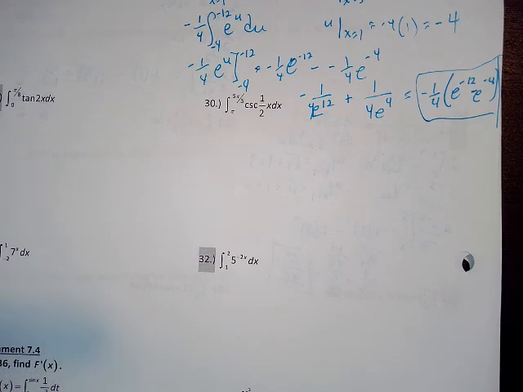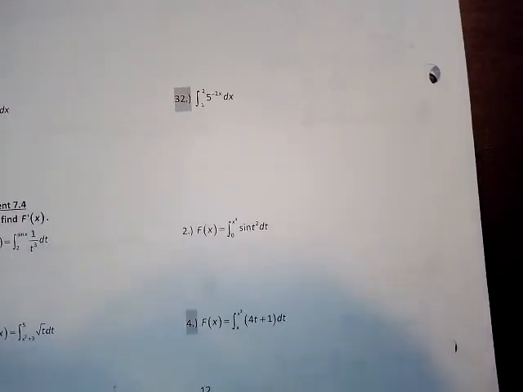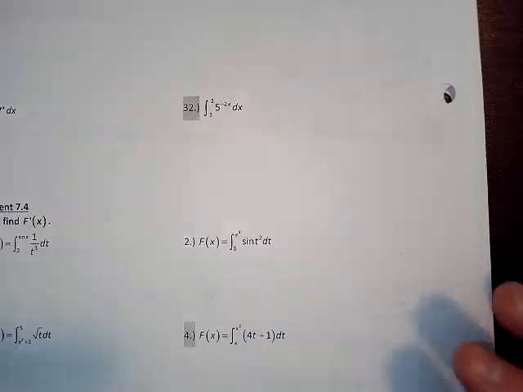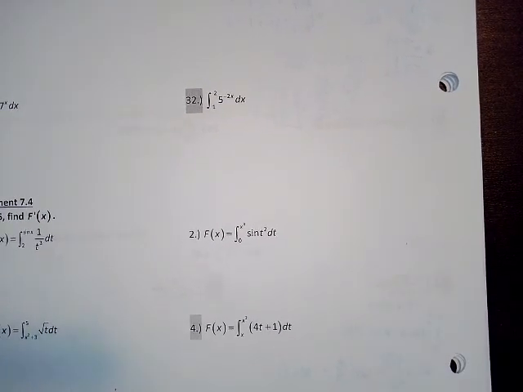This is the solution video for section 7.3, problem number 32. All right, so let's take a look here. I have the integral from 1 to 2 of 5 to the negative 2x dx. All right, so we're going to need a u substitution here.